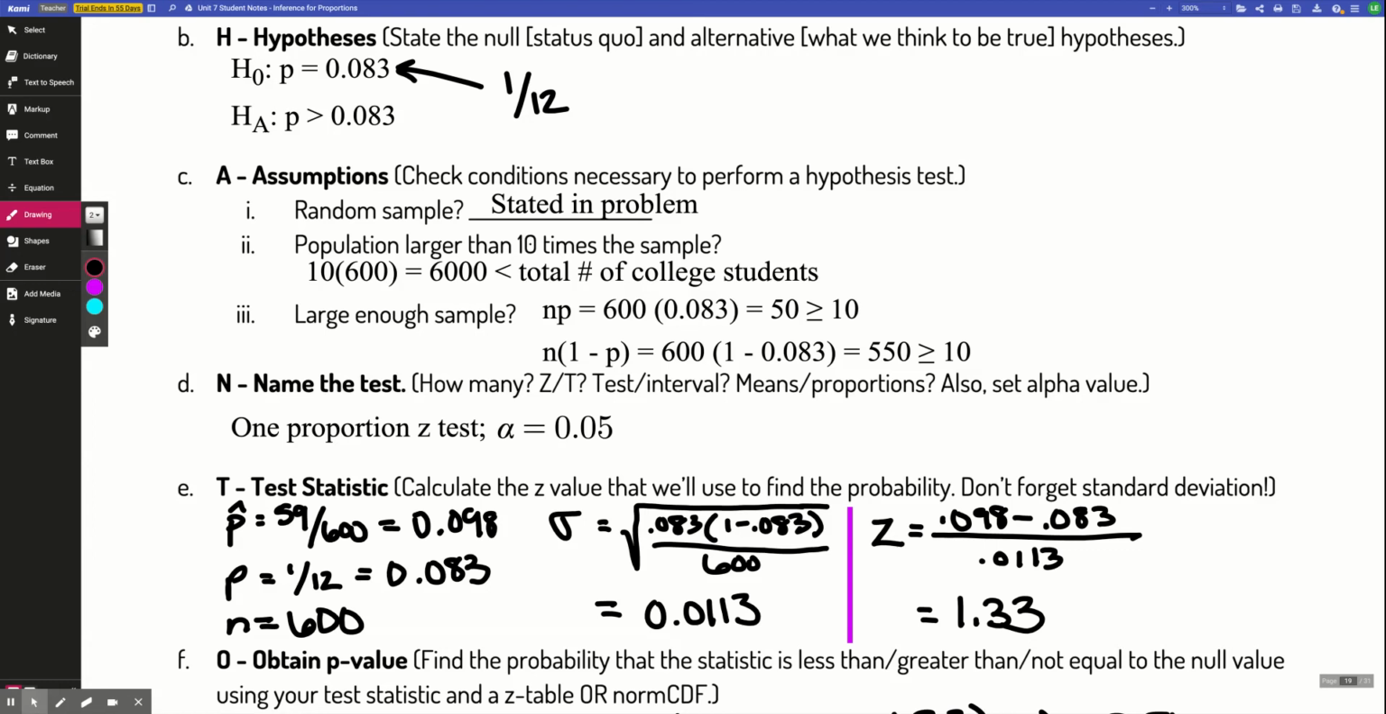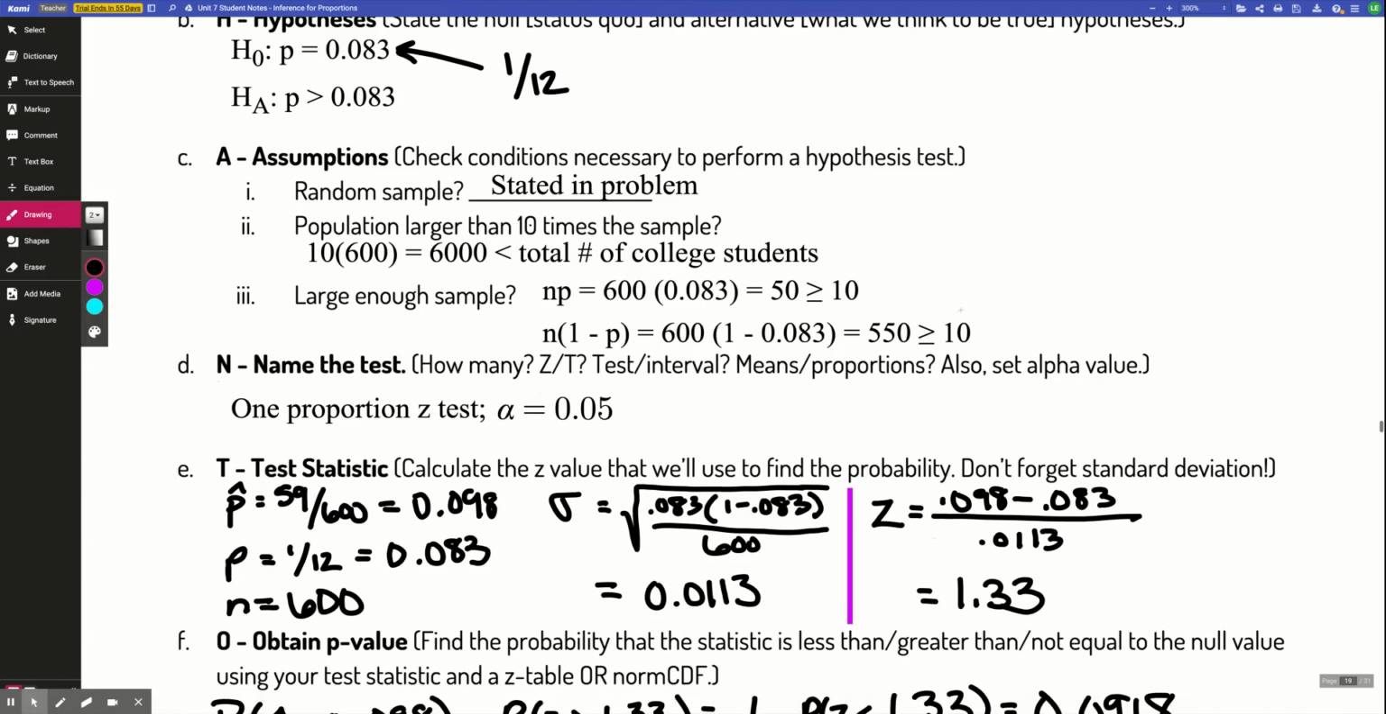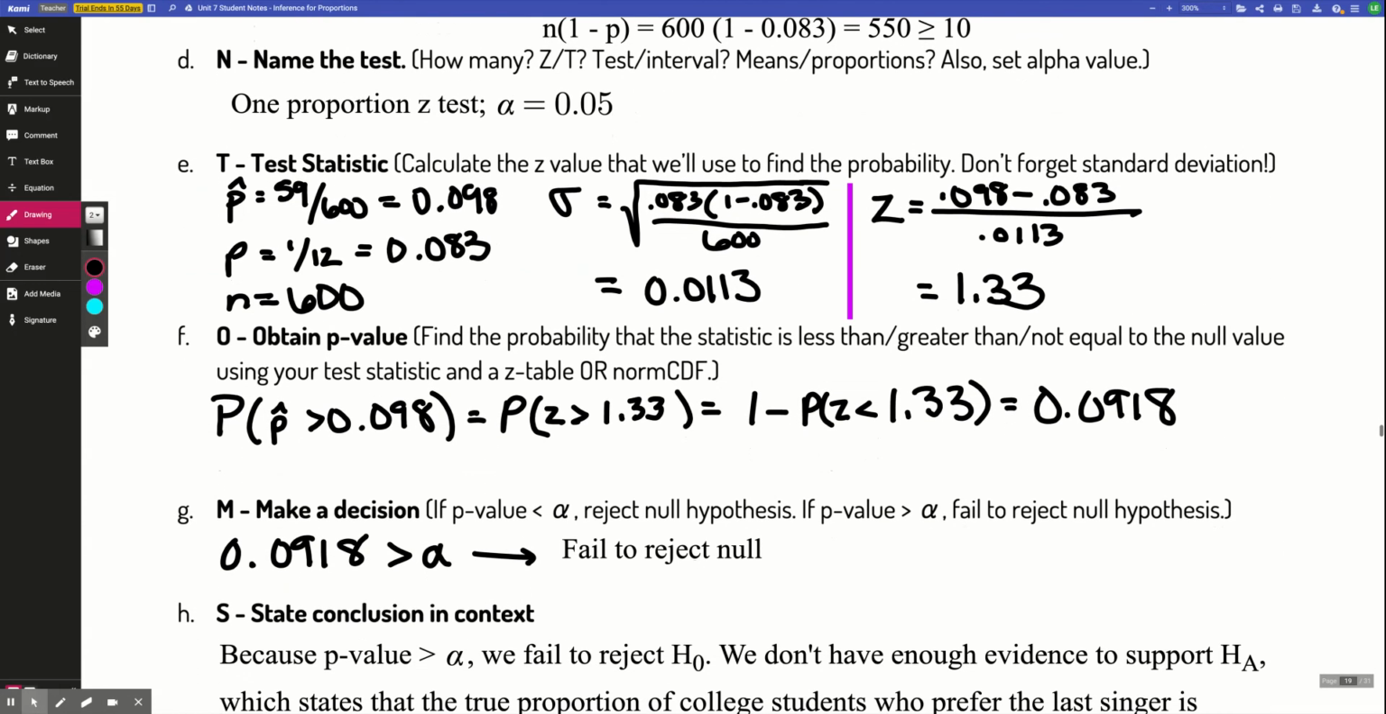Both of those are greater than 10. When you have a really large sample size, like 600, you often will get numbers like this that are pretty large. That's okay. You're supposed to, okay?